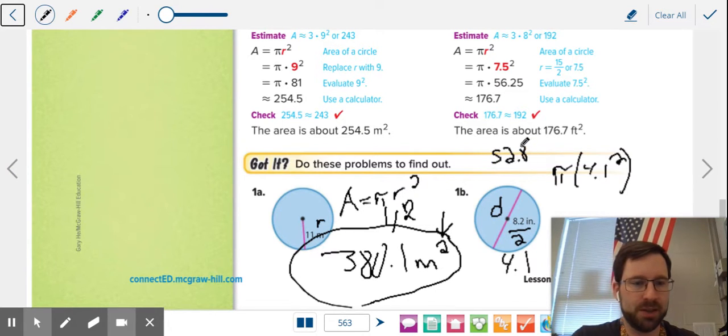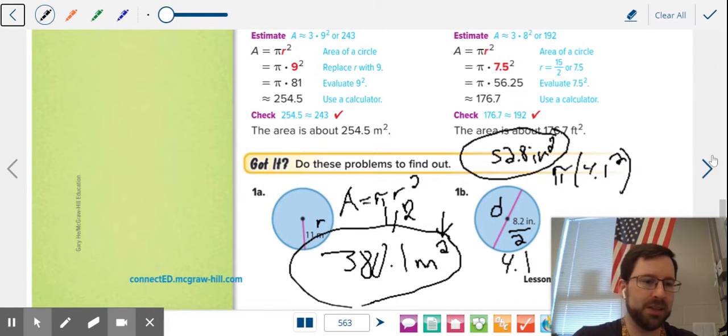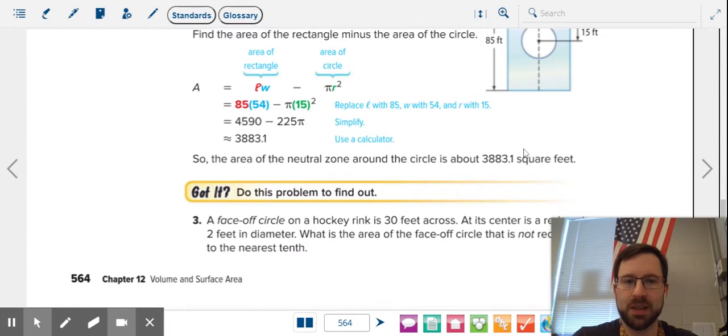inches squared in this case. You can also write square inches if you prefer that. Instead of inches to the second power, you can write square inches.